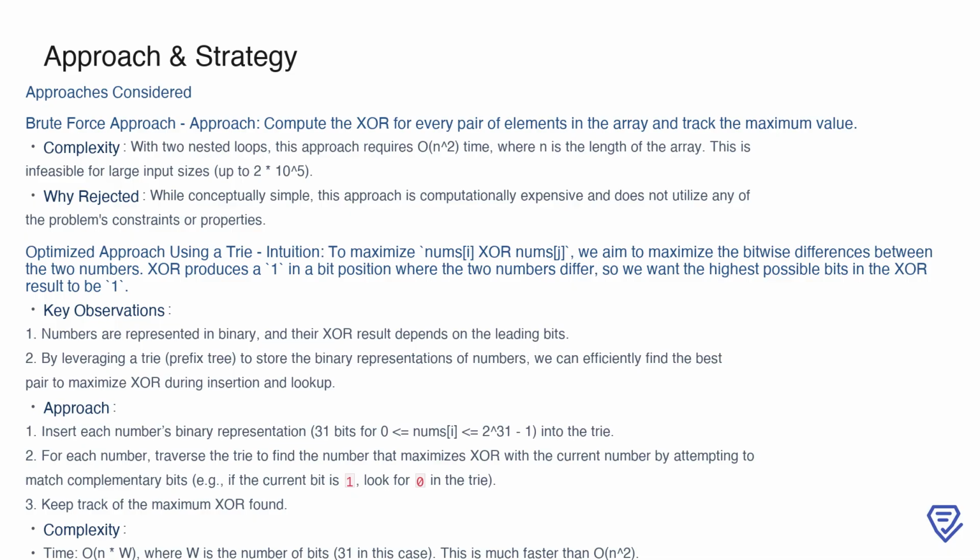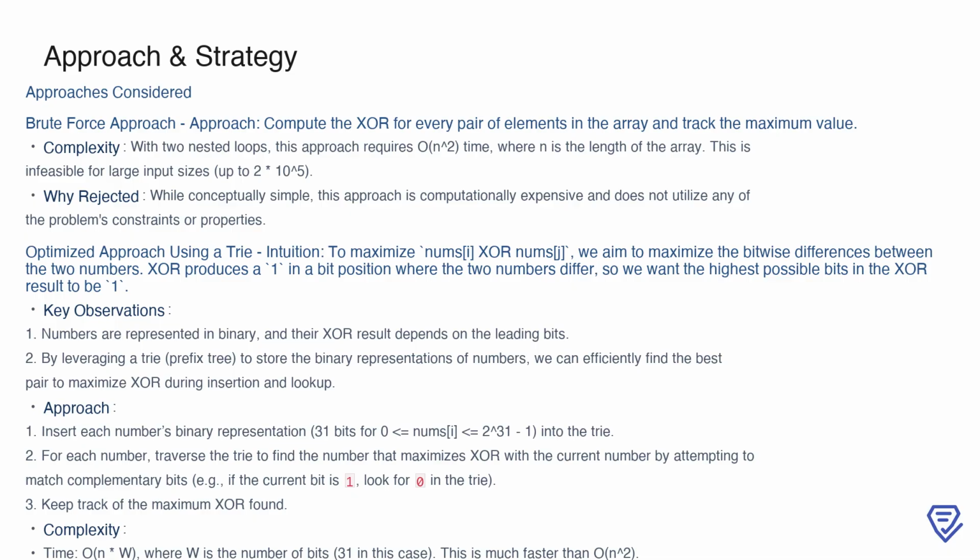To solve this problem, we initially considered multiple approaches. The most straightforward method is the brute force approach, where we calculate the XOR for every possible pair of numbers in the array and track the maximum XOR value. While this approach is simple to understand, it requires two nested loops, leading to a time complexity of n squared. This becomes infeasible for large input sizes, especially when the array can contain up to 200,000 elements, making it computationally expensive.